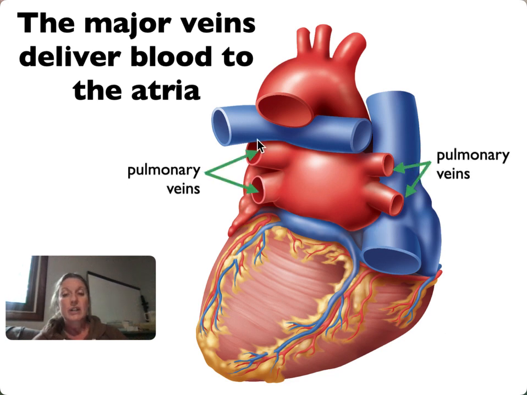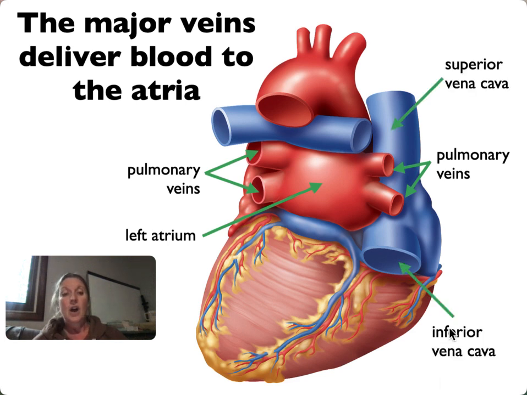So we already looked at the pulmonary veins, the vessels that are bringing blood back to the heart from the lungs. And here you can see that they both connect to this chamber, which is the left atrium. We can also see the inferior and the superior vena cava, which are bringing oxygen poor blood back from the body where it's just delivered oxygen. And both of these vessels meet up and empty their contents into the right atrium.